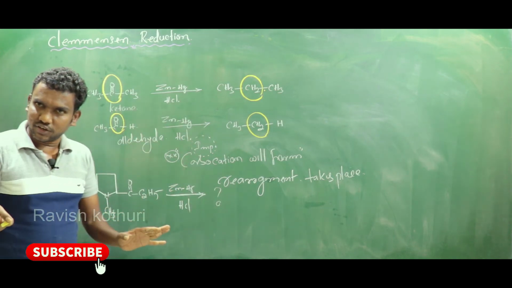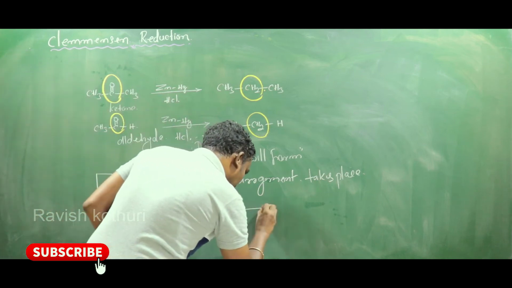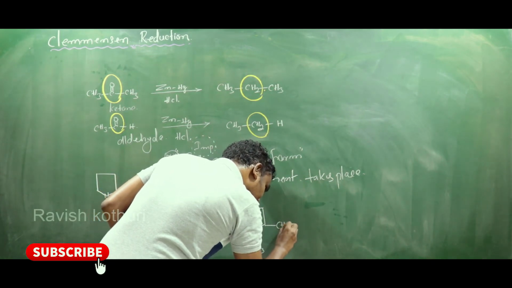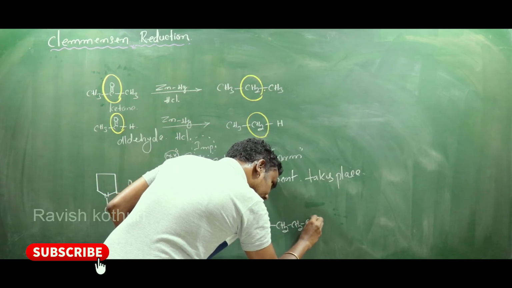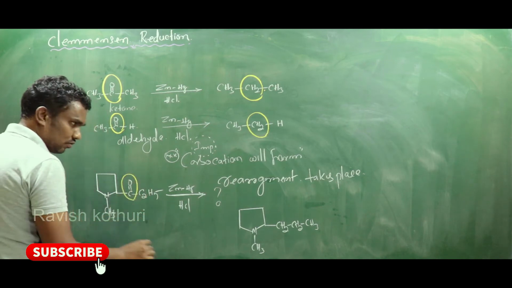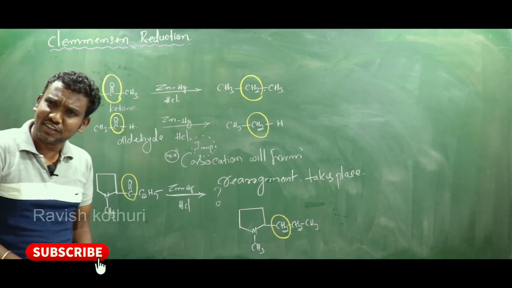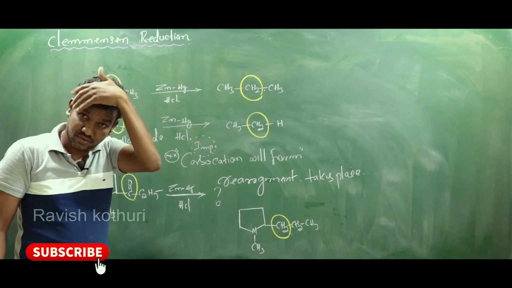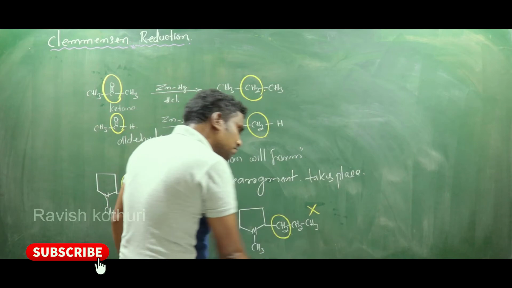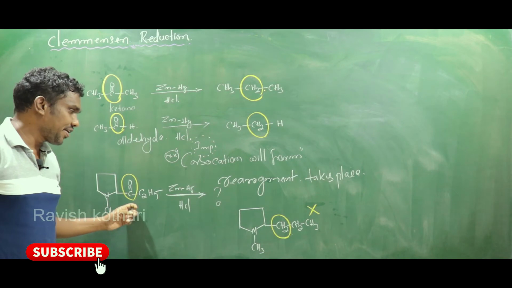According to the above reactions, usually it would be CH3, CH2, CH2, CH3, right? This carbonyl group converts to a methylene group. Generally the students will think that, my dears. But this could not come as the product. So what is the reason? The reason is that rearrangement takes place.